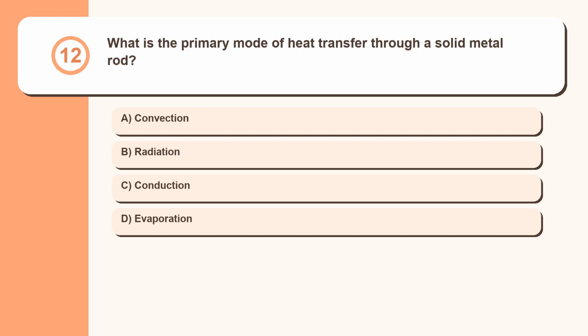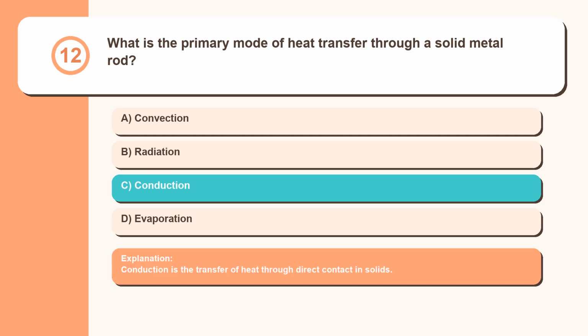Question 12. What is the primary mode of heat transfer through a solid metal rod? Convection, radiation, conduction, evaporation. Conduction is the transfer of heat through direct contact in solids.